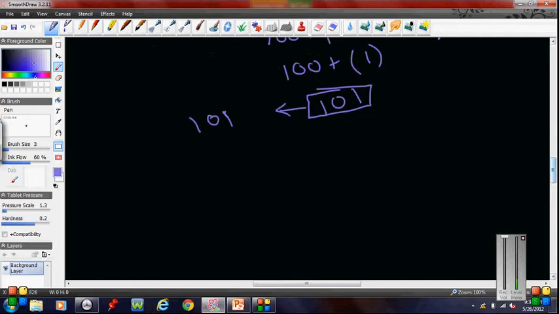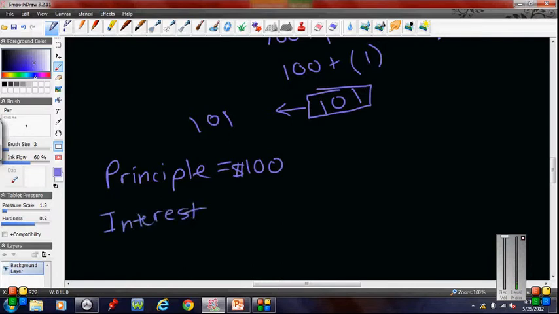Okay, so let's look at the principal first. So principal was $100. Put that there. Okay, next you had your interest rate. So let's write that down too. In this little example that we did, you would say interest rate is 1%, and in the calculations this means that you would use 0.01. And the last thing we looked at here was the amount.